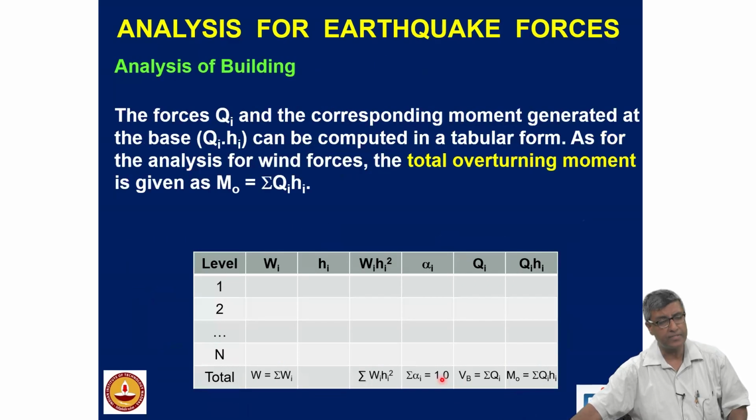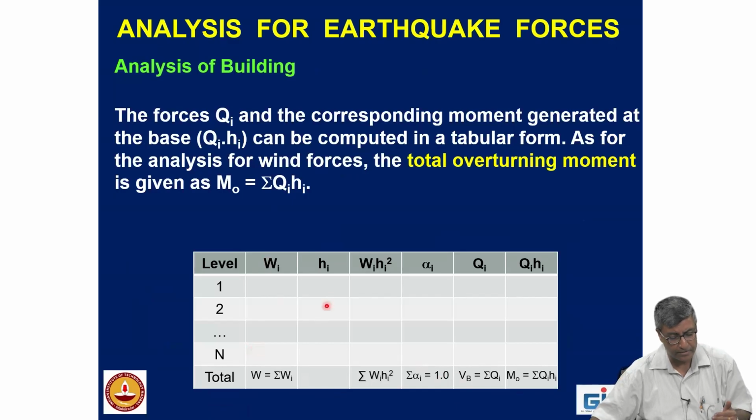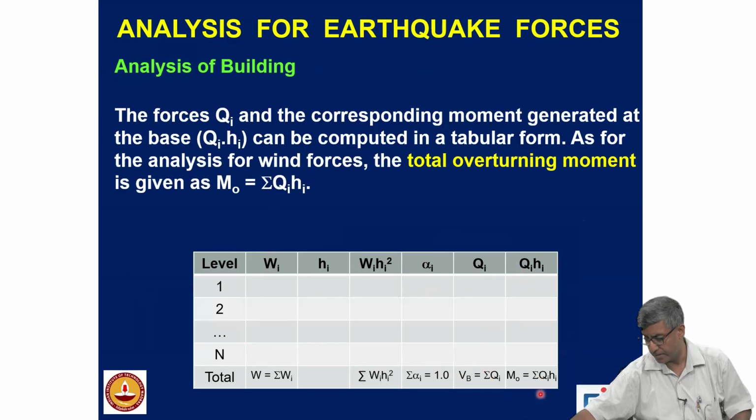And this is a type of table one can use: for the different levels, compute the weights, compute the heights from the foundation, and then you can compute the different forces. The summation of the forces is the base shear, and the summation of the overturning moments is the total overturning moment.